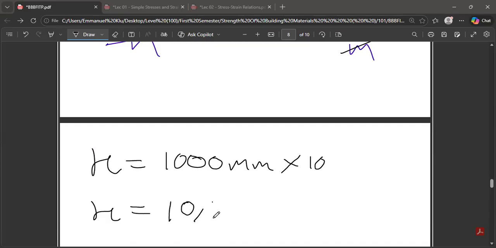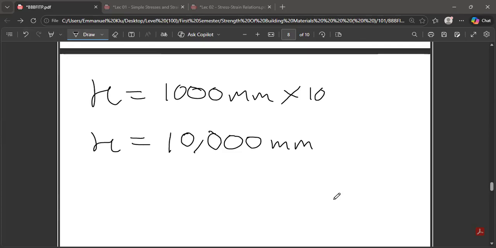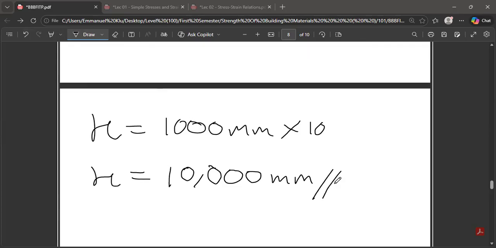You are going to get 10,000. Okay, so you're going to get 10,000 what? Millimeters. You see how simple it is. So that is where this law has been coming from.